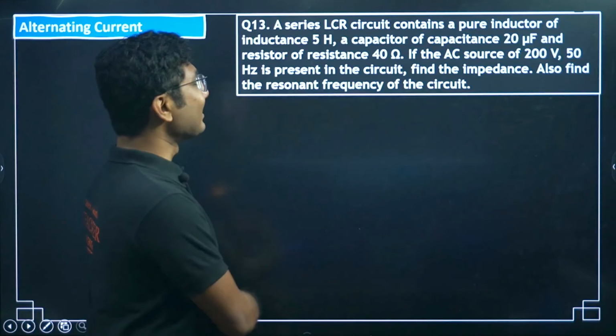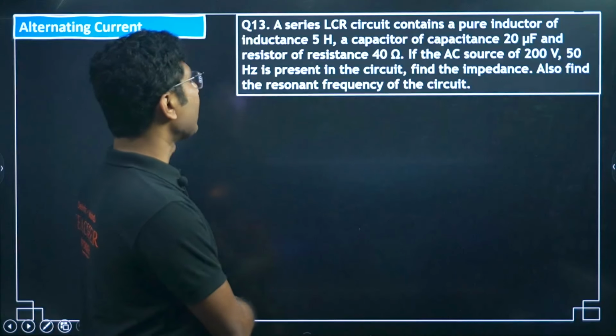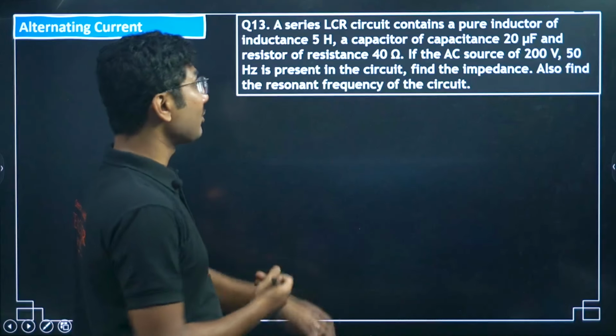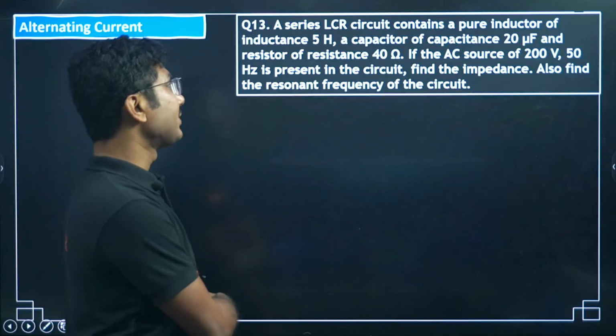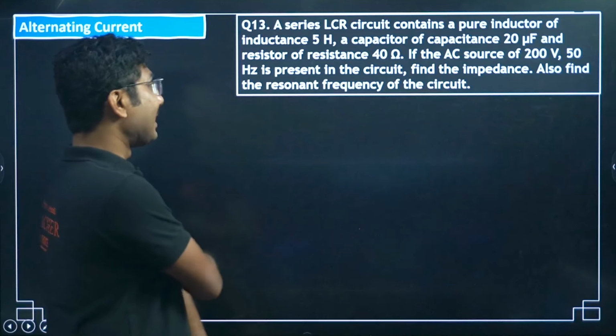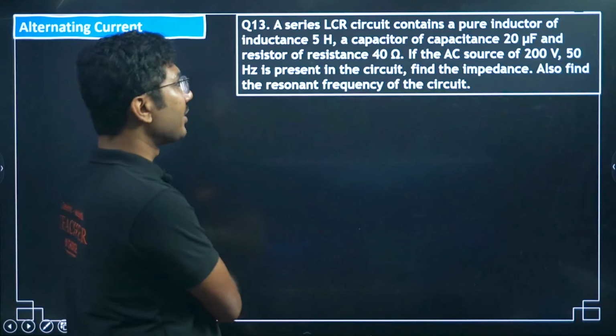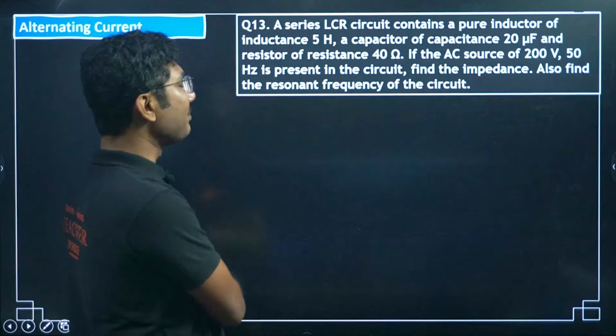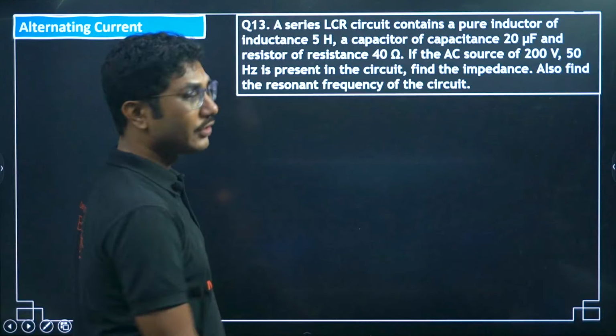A series LCR circuit contains a pure inductor of inductance 5 Henry, a capacitor of capacitance 20 microfarad, and resistor of resistance 40 ohm. The AC source is of 200 volt, 50 hertz. It is present in the circuit. Find the impedance, also find the resonance frequency of the circuit.